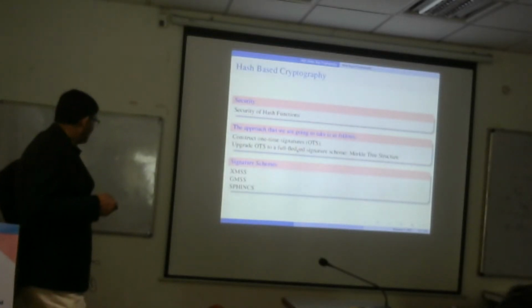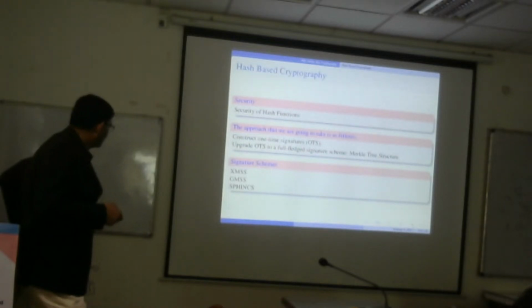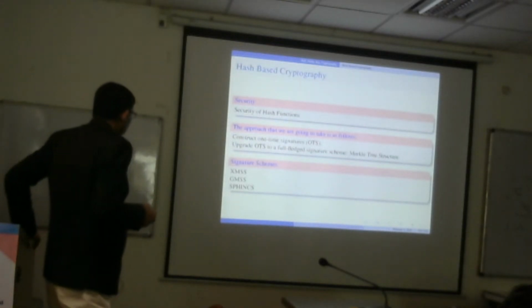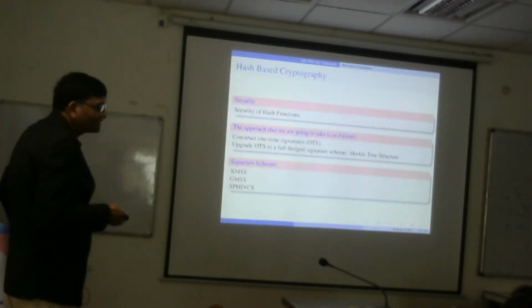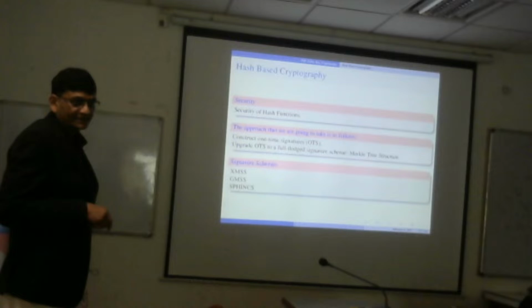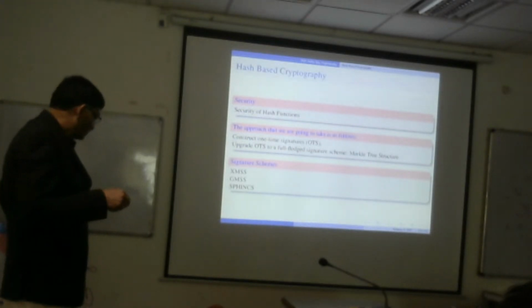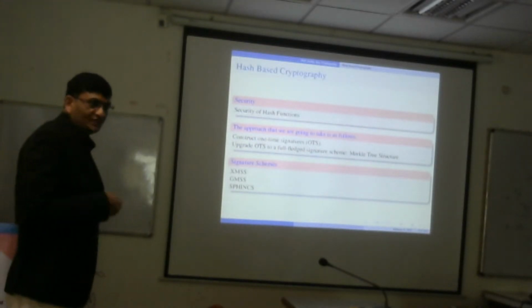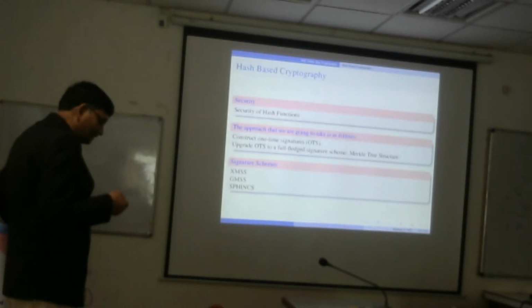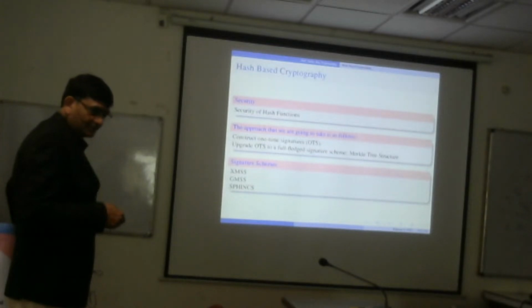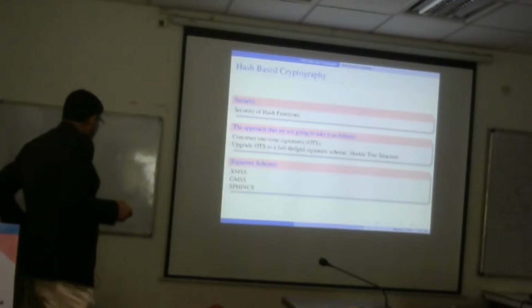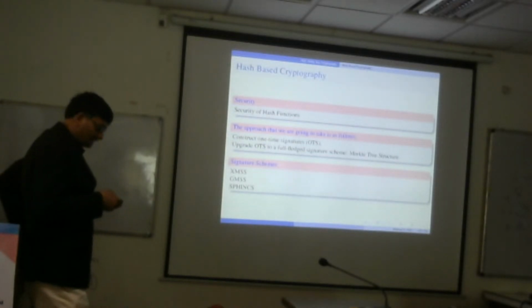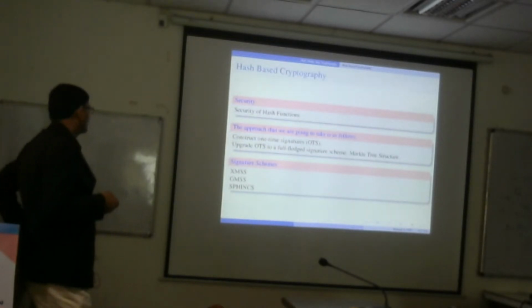But here again, we have a global search algorithm that reduces the complexity to its square root. Only that can be applied. So on that basis, we can increase the key size. That is how hash-based cryptography is designed. We have XMSS, LMS, and SPHINCS. These are the algorithms based on hash-based cryptography.